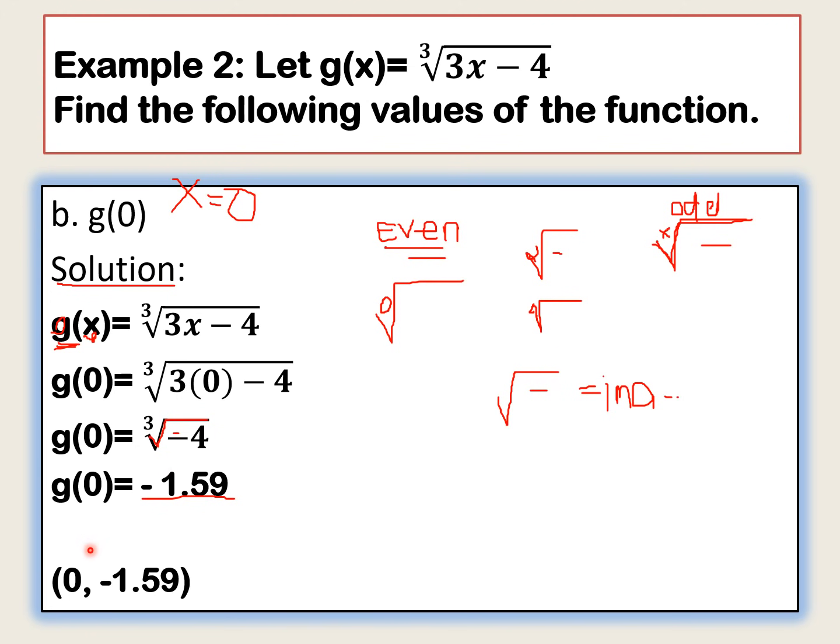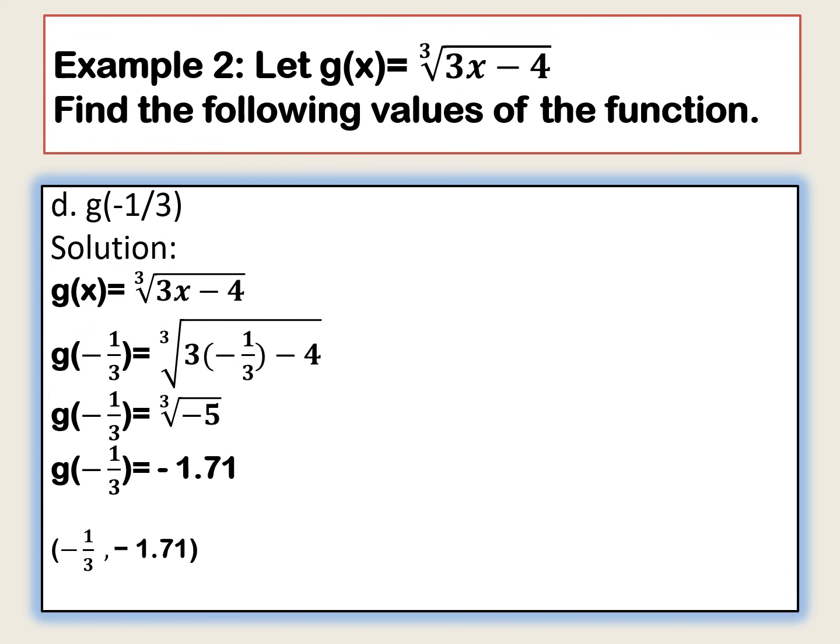Okay? So, bale, when x is 0, our given here is x 0. When x is 0, our y is negative 1.59 or the cube root of negative 4. Either of the two. Nakukuha? Let's have the next.